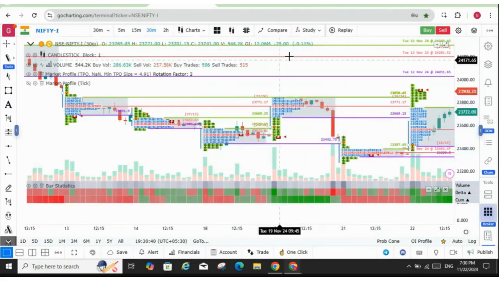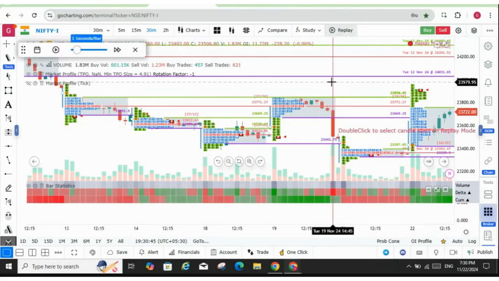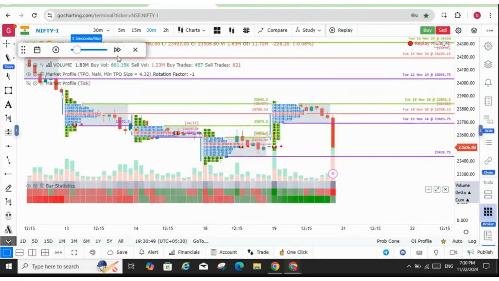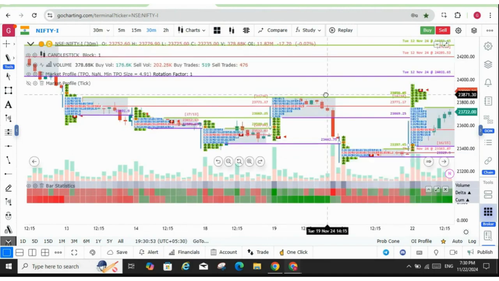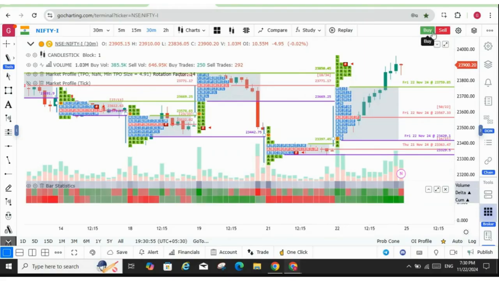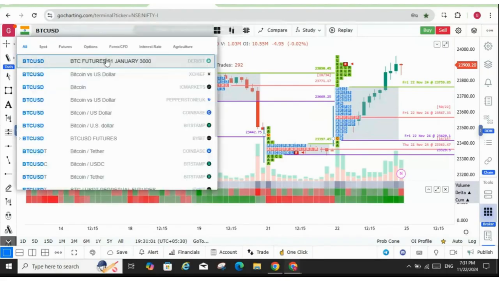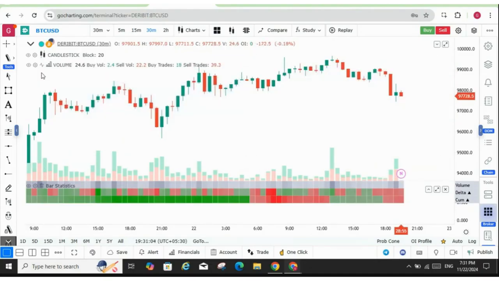After this, guys, we have the replay button, which is quite common. You can do bar replay, and this feature is free. So you can do backtesting with bar replay. Now coming to the buy sell button, let me talk about this. We'll use BTC USDT because it's live right now, and let me delete other indicators to make the chart very clean.